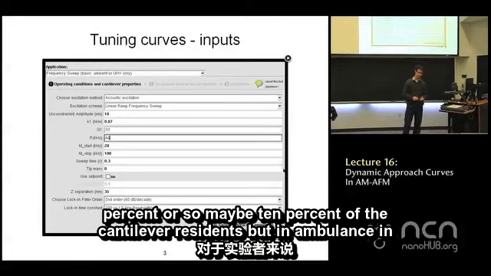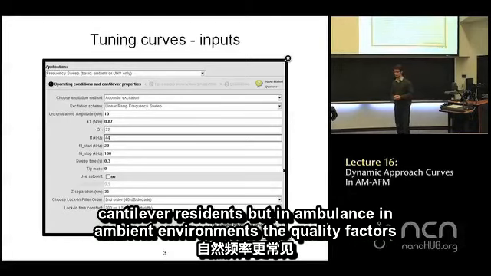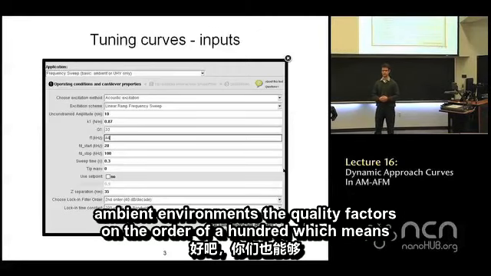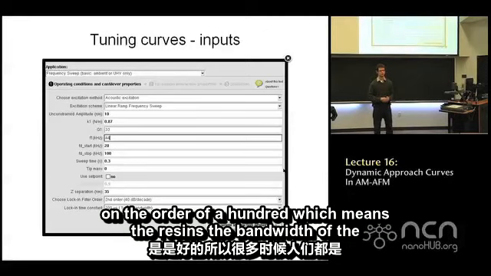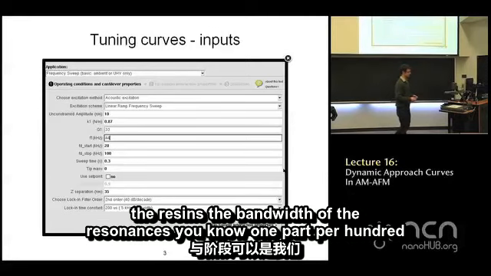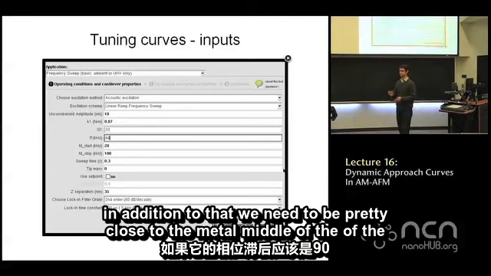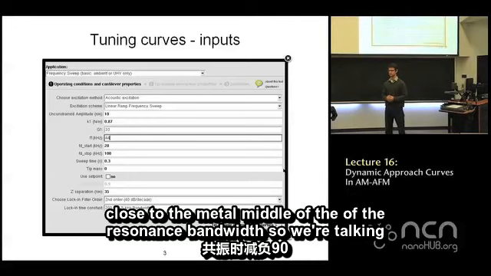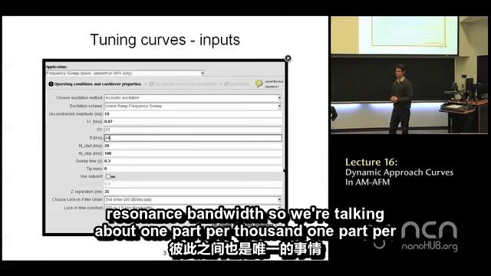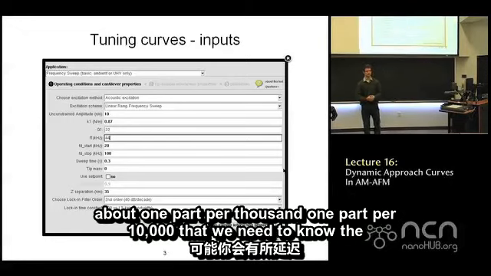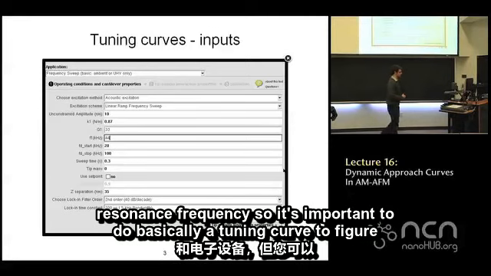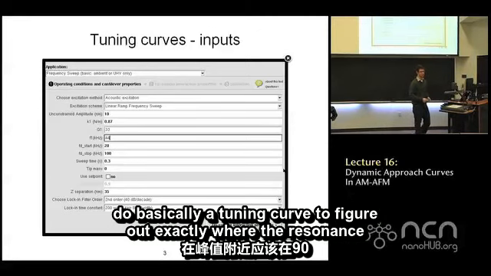But in ambient environments, the quality factor is on the order of 100, which means the bandwidth of the resonance is 1 part per 100. In addition to that, we need to be pretty close to the middle of the resonance bandwidth. So we're talking about 1 part per 1,000, 1 part per 10,000 that we need to know the resonance frequency. So it's important to do a tuning curve to figure out exactly where the resonance frequency is.